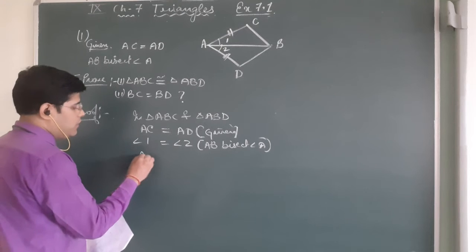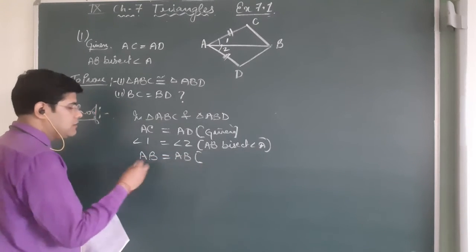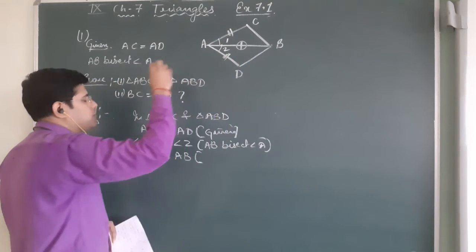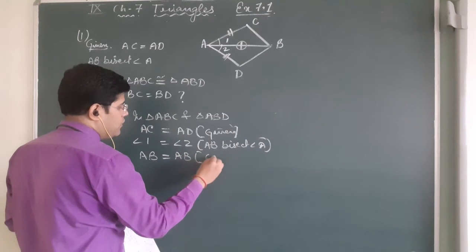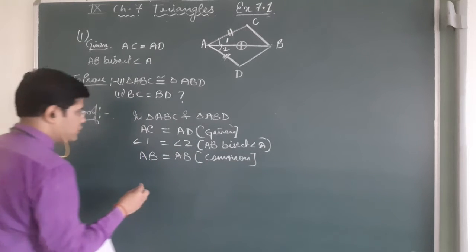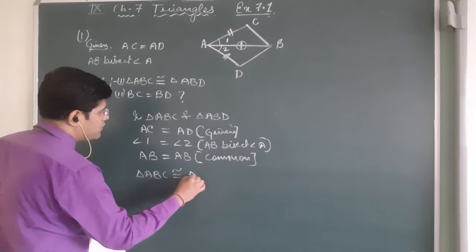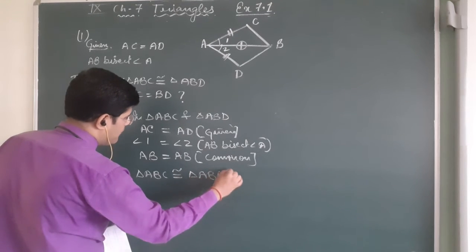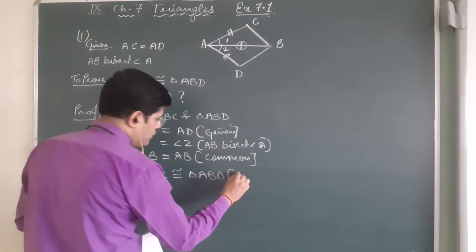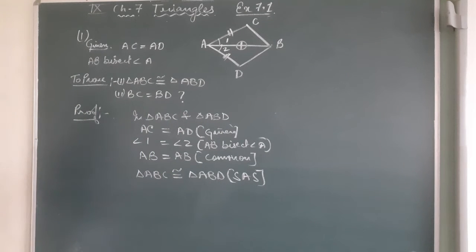After that, AB equal to AB. Now, why are these parts equal in both? Because this is a common side in both triangles. So you have to write common at the place of reason. So triangle ABC is congruent to triangle ABD by the rule of side, angle, side. SAS congruency rule.